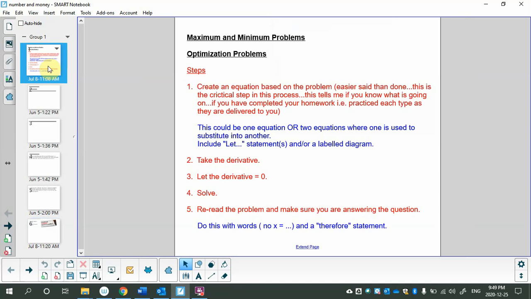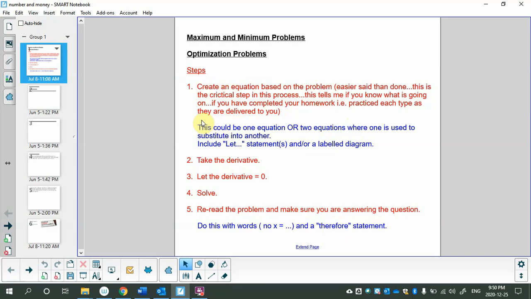So here is a list of steps that are for all optimization problems. Step one is to create an equation based on the problem. This is easier said than done. This is the critical step in the process, and I also can't spell critical. This tells me if you know what's going on, if you've completed your homework, and practiced each type as they are delivered to you. So this is the kicker. This is where people screw up, because if they screw this up, they don't answer the question properly. That is not to say you get 0. You get part marks for working on something that is incorrect that you believe is correct, and then following through with your situation. So that's called perseverance.